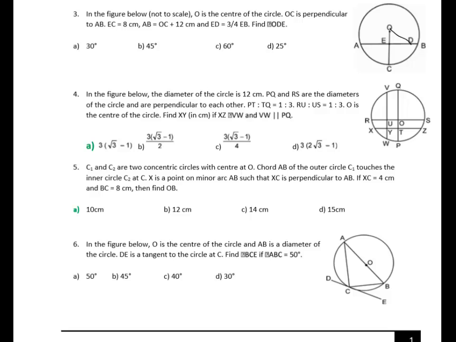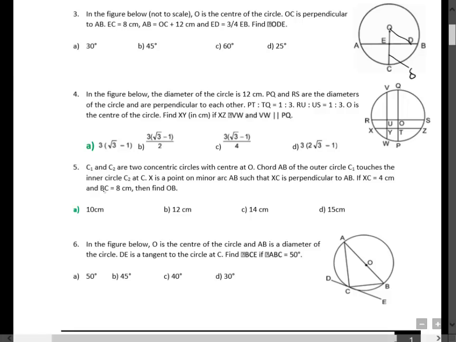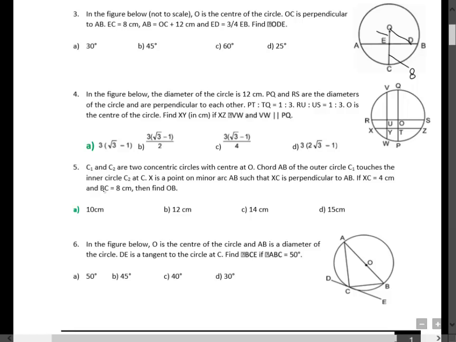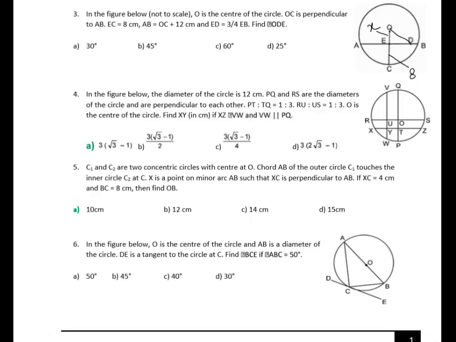Now EC is given as 8. Just focus on whatever is given and write it down. EC is equal to 8. OE is not given, so imagine OE as x. It means the radius is 8 plus x. What is AB? AB is OC, the radius, plus 12. What is the radius? x plus 8. So AB is equal to x plus 8 plus 12, so AB is equal to x plus 20.